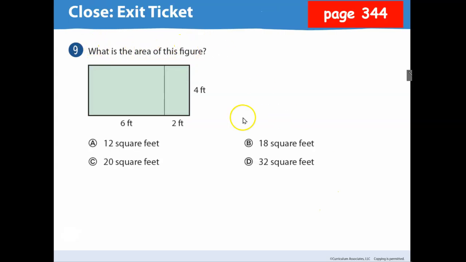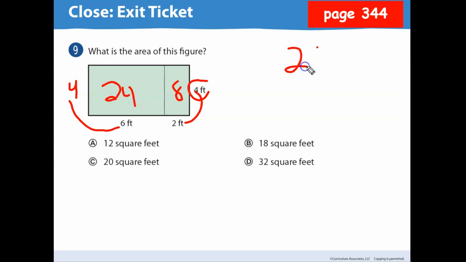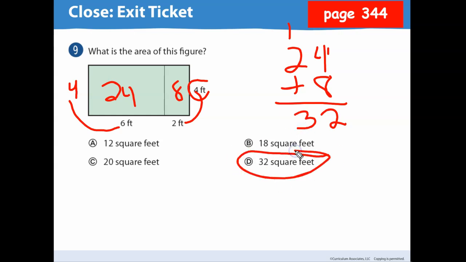Says, what is the area of this figure? Well, again, I can go 4 times 2, right? 4 times 2 is 8. If there's 4 on this side, there's 4 on the left. It's the same length. So then I went 4 times 6 is 24, and then I added 24 plus 8. 4 plus 8 is 12, put the 2 down, carry the 1, and then 1 plus 2 is 3. So it is 32 square feet.